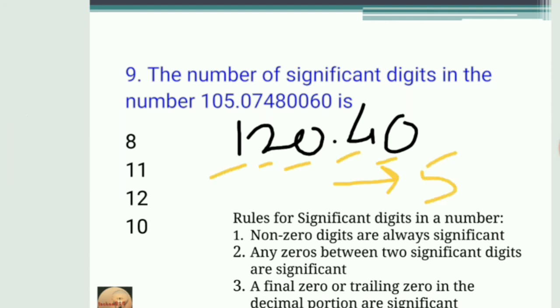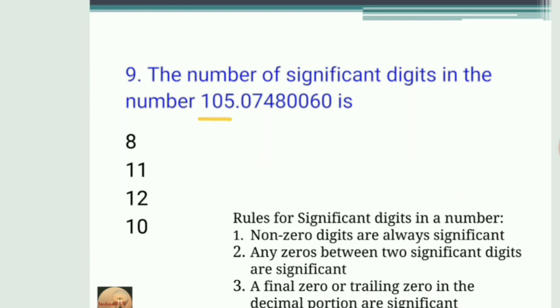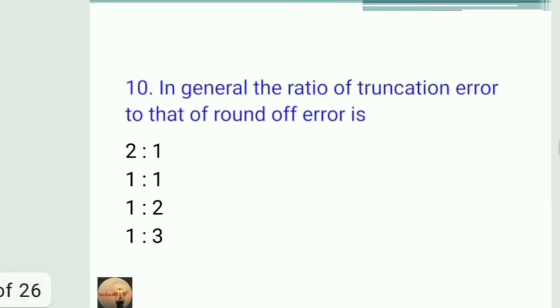Similarly, in the given number we can count the total number of significant digits. Here we can see there is a decimal and after the decimal we are getting one trailing 0 also, so we have to count all the digits. You can count, 1 2 3 4 5 6 7 8 9 10 11, so there are 11 significant digits, right? Now next question, in general the ratio of truncation error to the round off error.